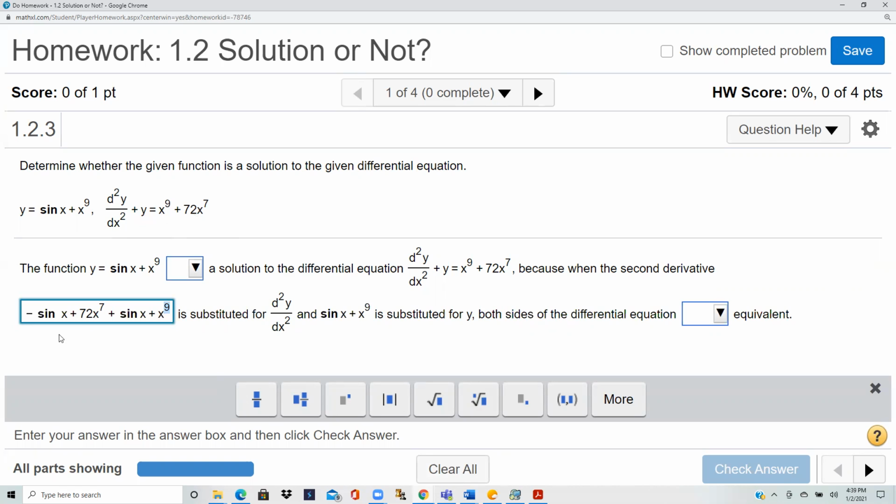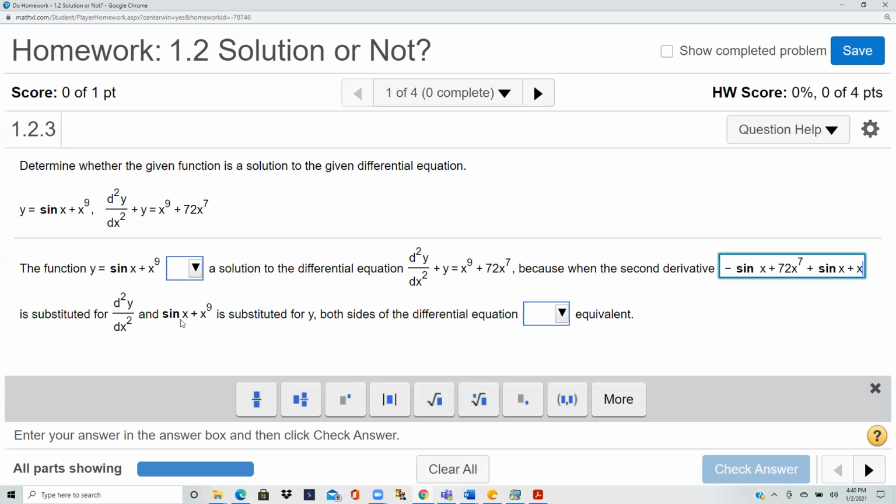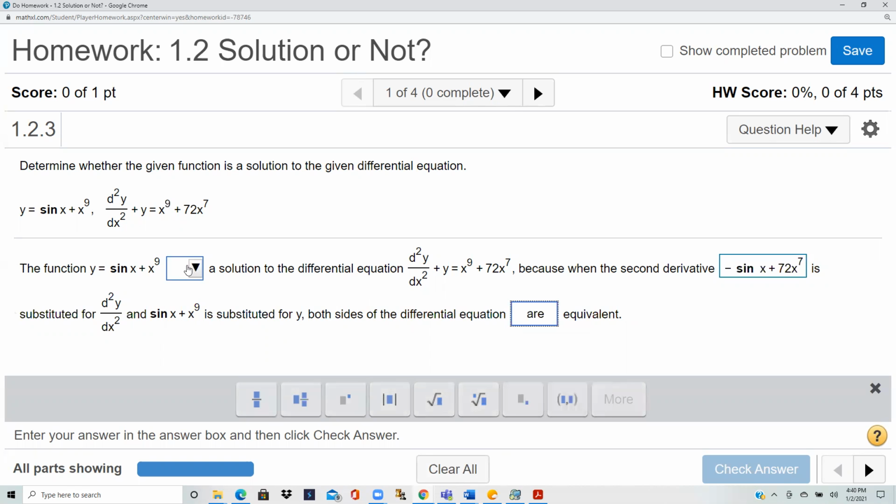So this was the left side. What I've written here is the left side of the equation, and that's exactly equal to the right side. Therefore, it is a solution. So now let's get rid of it from here. So when it is substituted for y, both sides of the differential equation are equivalent. So it is a solution.